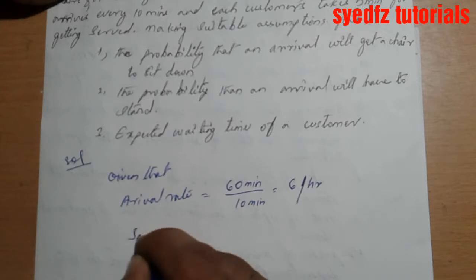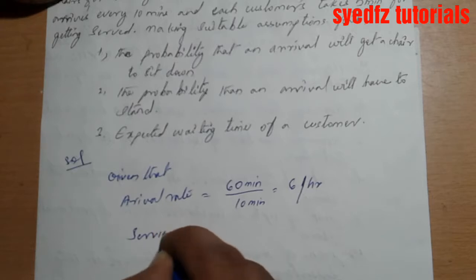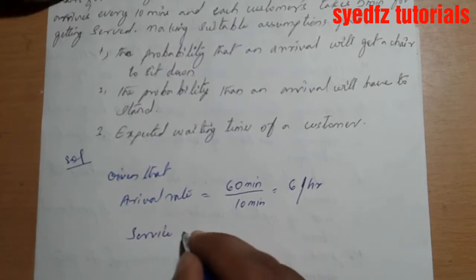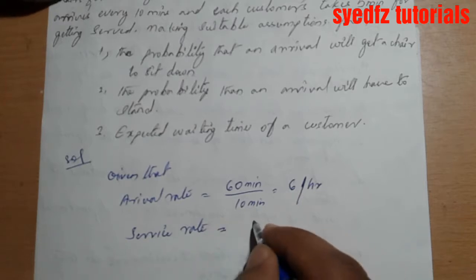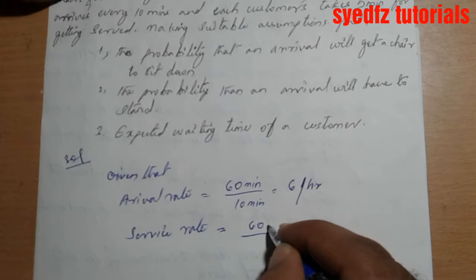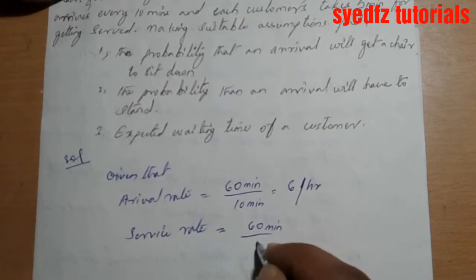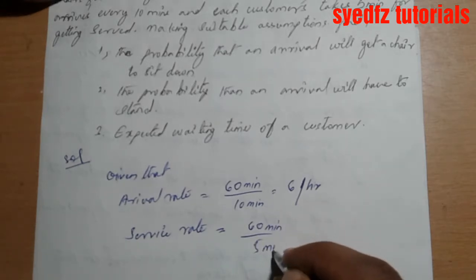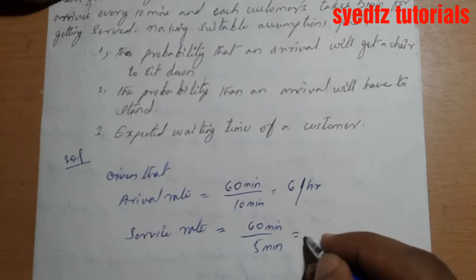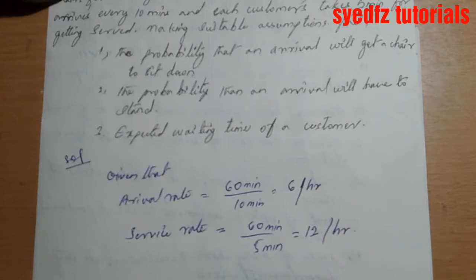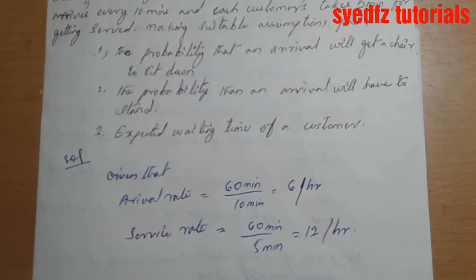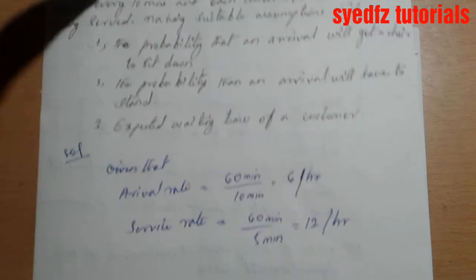Then the service rate. Service rate is 60 minutes divided by 5 minutes. We are getting 12 customers served per hour. Assume that there are 2 chairs excluding the service one.